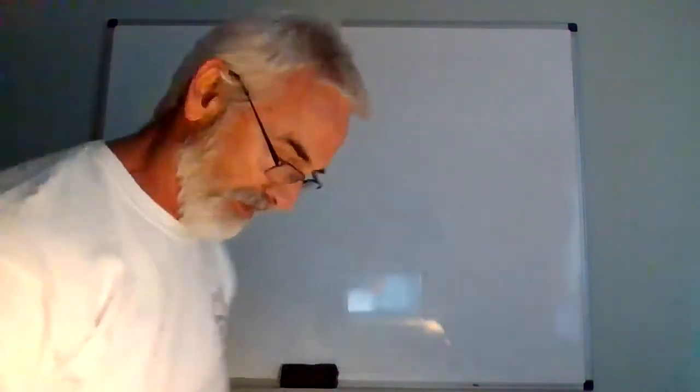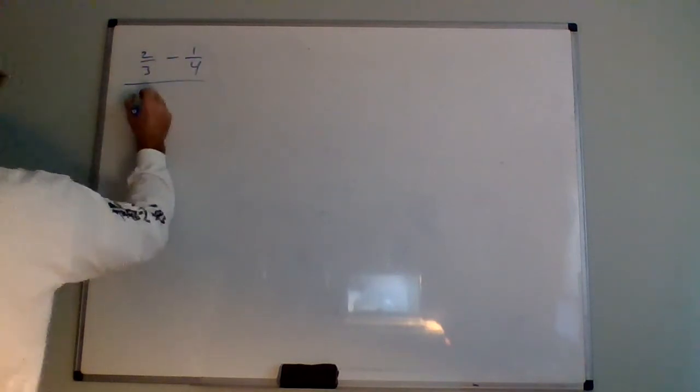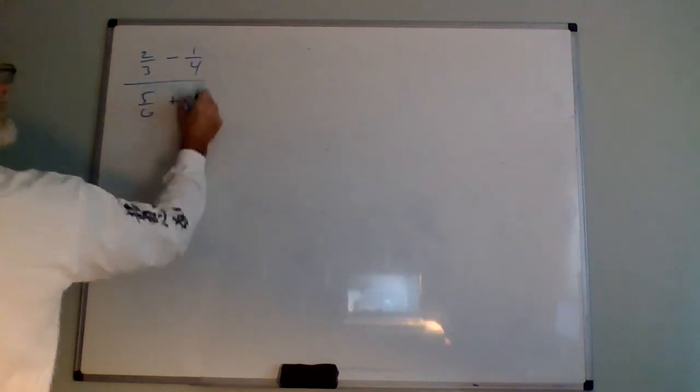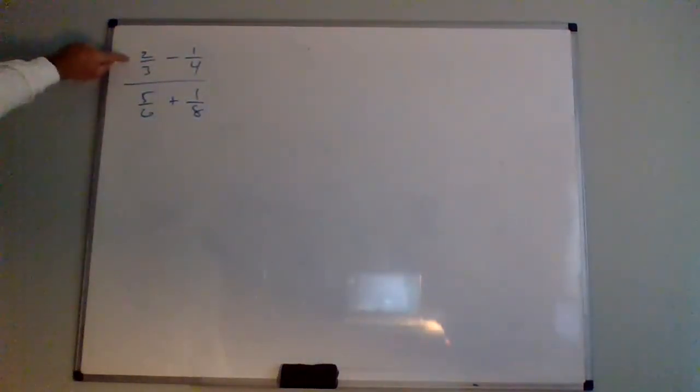because I want to do this on a bigger scale when we have nasty variable statements. So what if we had something like this? We have 2 over 3 minus 1 over 4 over 5 over 6 plus 1 over 8. And this kind of stuff we know shows up all the time in math. Now, imagine that these are variables.